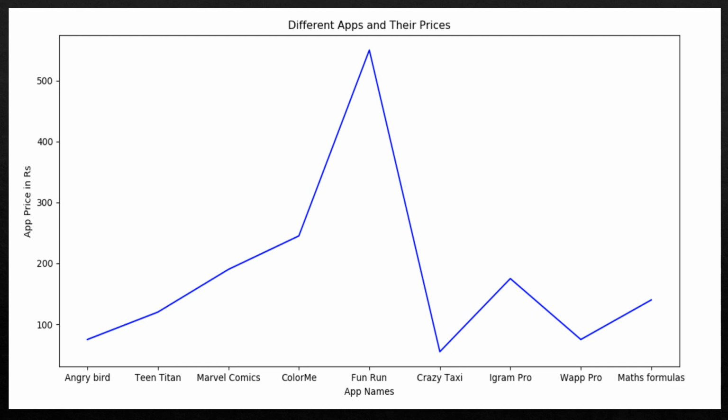Now this is how it looks like. All the app names are there on the x-axis and the corresponding prices are on the y-axis, and you can see this is the line chart.